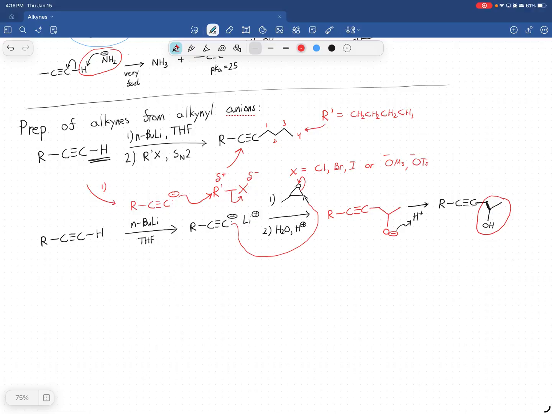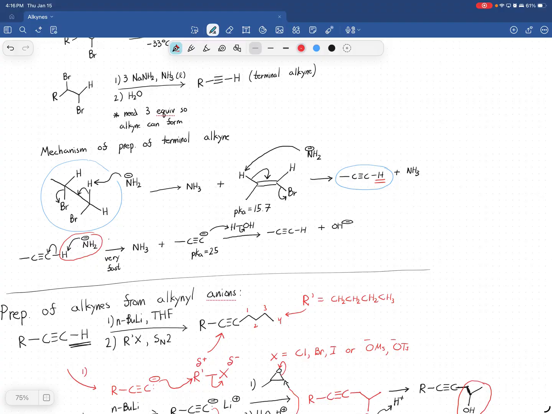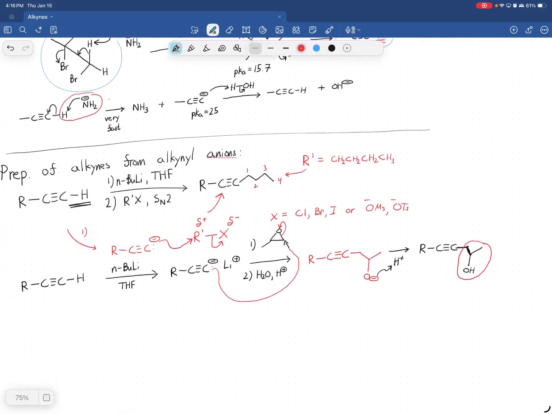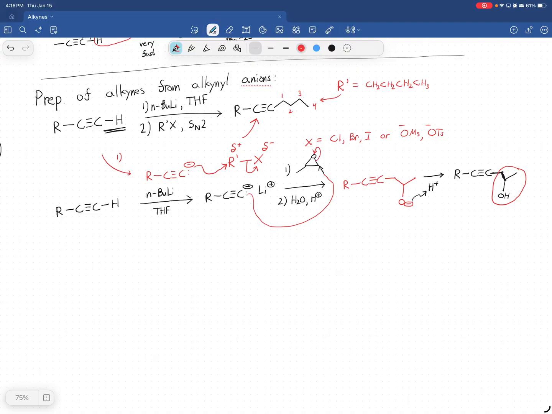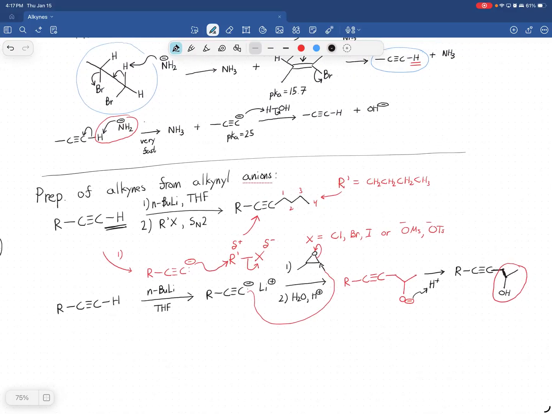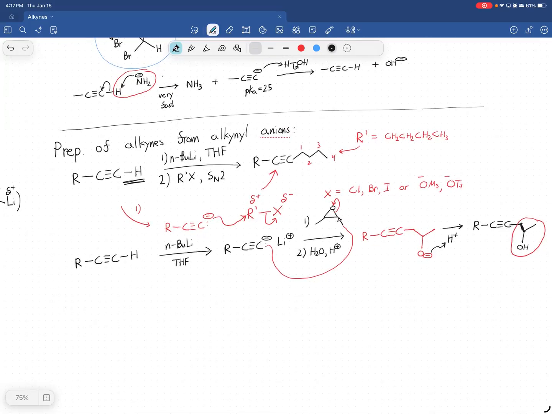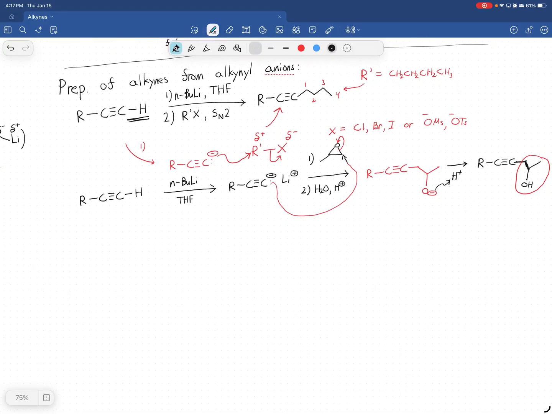Let's go over one more example of making a functionalized alkyne. We use bases, and it doesn't matter which base you use. You could use a Grignard reagent or n-butyllithium. You can even use sodium amide, the one we used before, as a base to make the alkynyl anion. You don't have to use n-butyllithium or a Grignard reagent, but sometimes these are just more convenient to handle, so that's why we use them. But they're not necessary. You can use sodium amide as well.